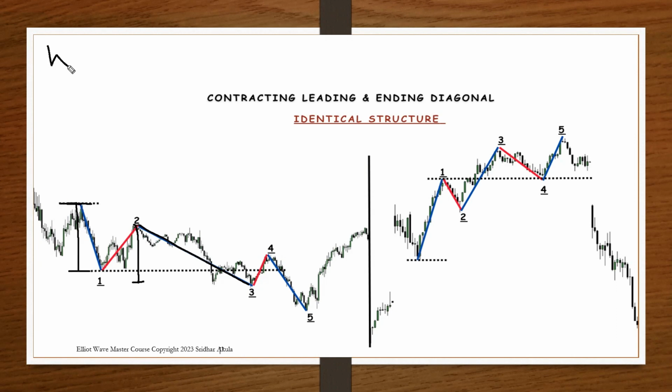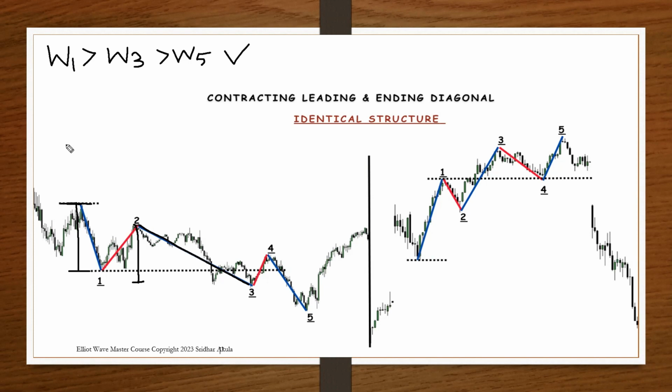Again, your wave 1 is the biggest compared to wave 3, and your smallest wave is wave 5. This is a 100% valid rule for a diagonal structure. This is a very, very important rule for diagonals. It has to be the main rule.